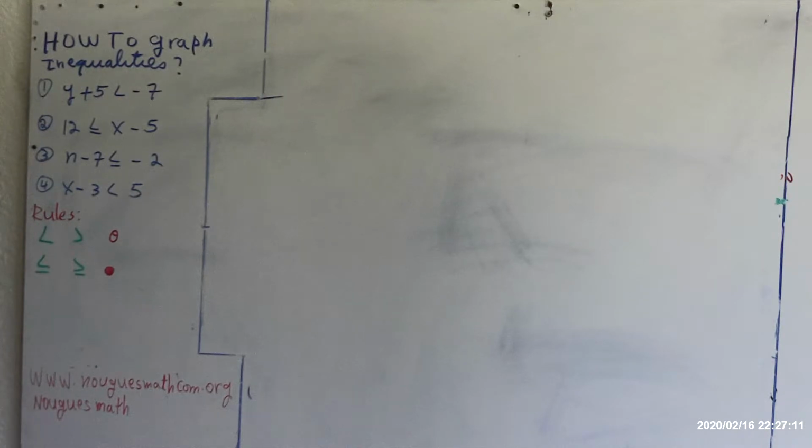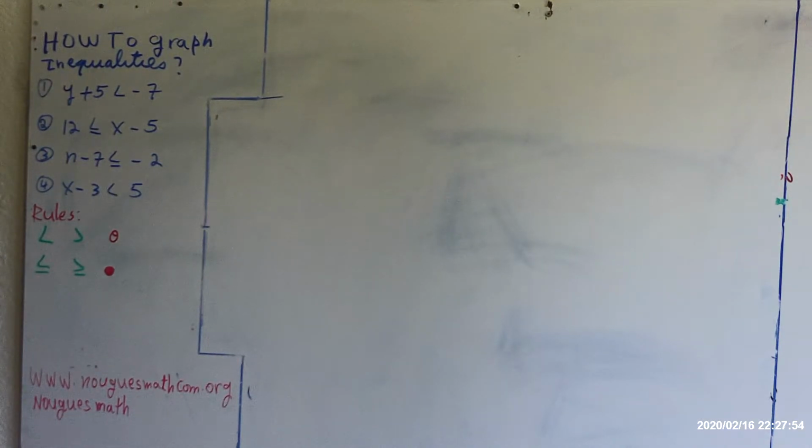When you graph an inequality, you have to care about the sign. If it's an inequality sign like less than, you need an open circle. If it's greater than, you will also have an open circle. If it's less than or equal, it's going to be a closed circle. Also, if it's greater than or equal, you will have a closed circle. So I'm going to teach you how to graph inequalities.